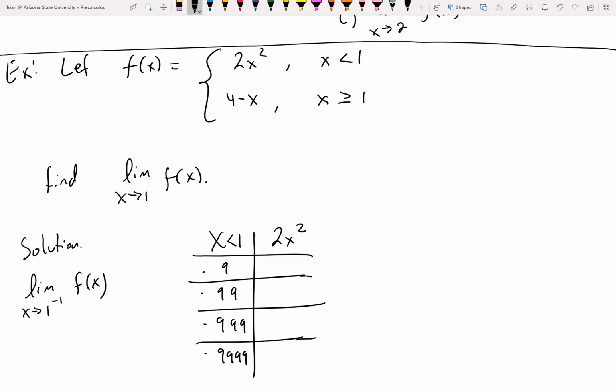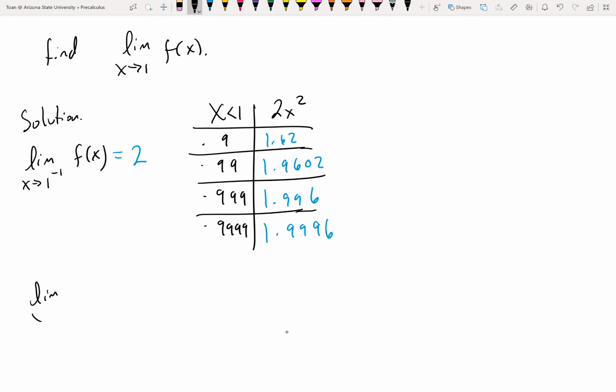When I plug in a 0.9, we are going to get 1.62. If I plug in a 0.99, I get a 1.9602. Plug in a 0.999, 1.996, 0.9999, get a 1.9996. I think everyone's sort of getting the general idea. What is the left-handed limit? If I had to guess, it looks like it's approaching the number 2. So let's go ahead and do the right-handed limit.